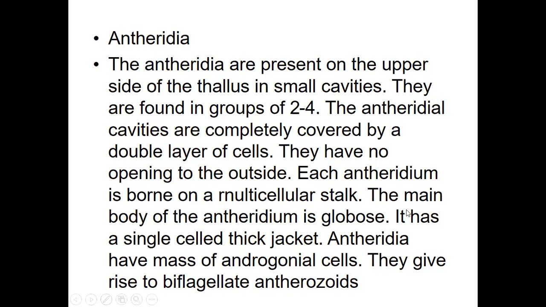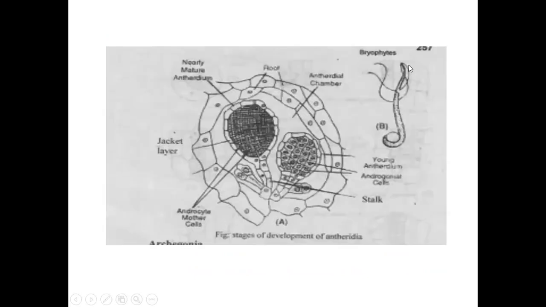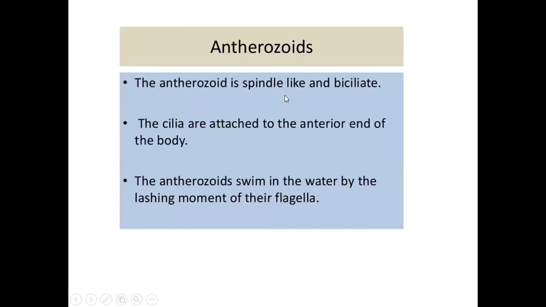Next, the antheridium inside consists of a mass of androgonial cells, or androcyte mother cells. These androcyte mother cells undergo reduction division and result in the formation of the male gametes, which we call antherozoids, just like in Marchantia. These antherozoids are motile and biflagellated. You can see here, this is the biflagellated motile antherozoid. Here is the stalked antheridium with a globose head. Inside this globose head are the androcyte mother cells, which undergo reduction division and produce the male gametes, the antherozoids. They are spindle-like, and you can see they are very long.